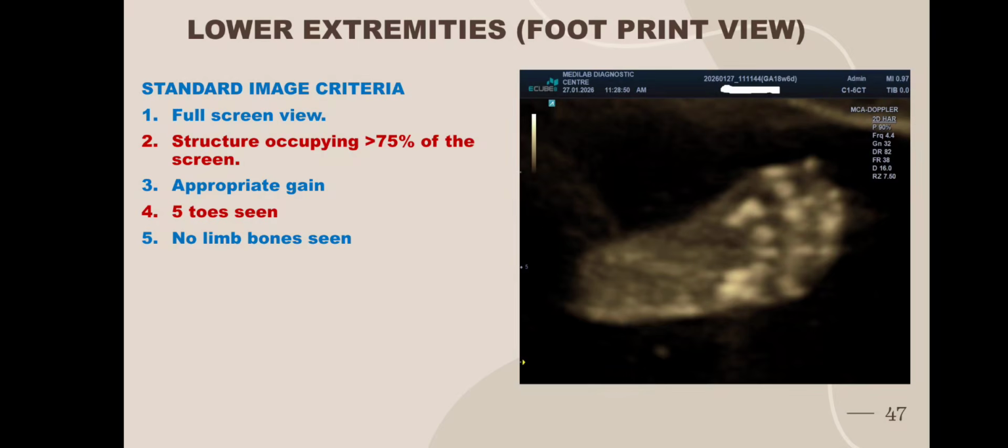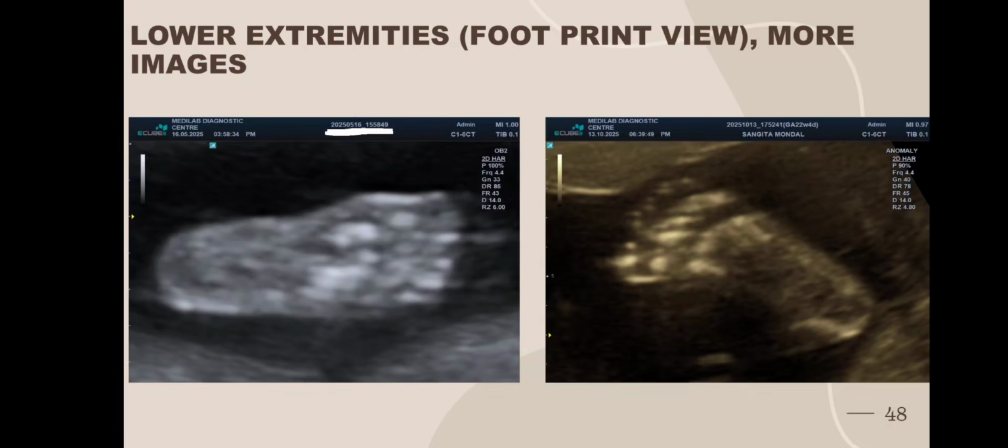If you can see limb bones with footprint view, there will obviously be club foot. Normally footprint and limb bones should not be seen in the same plane. More images of footprint views.